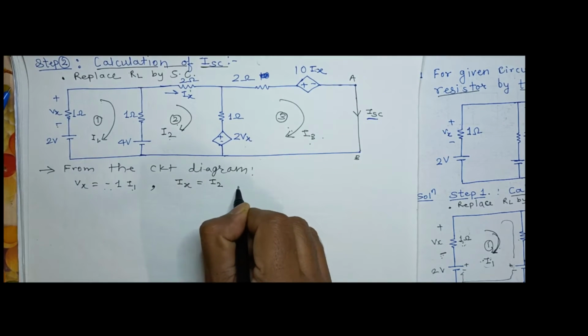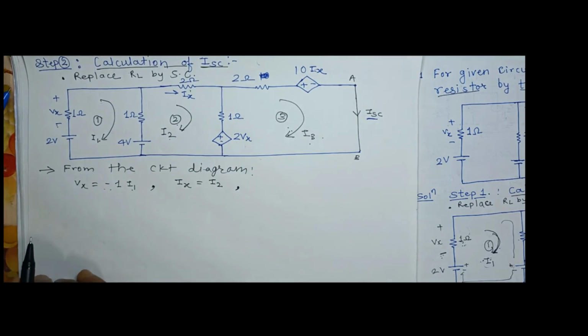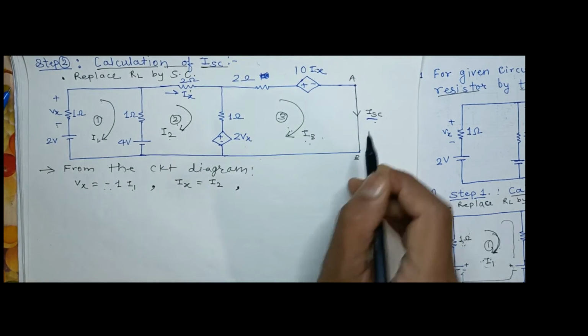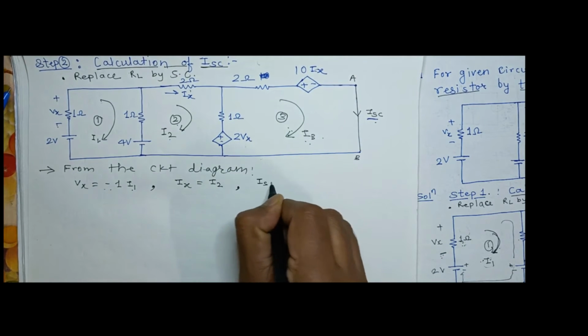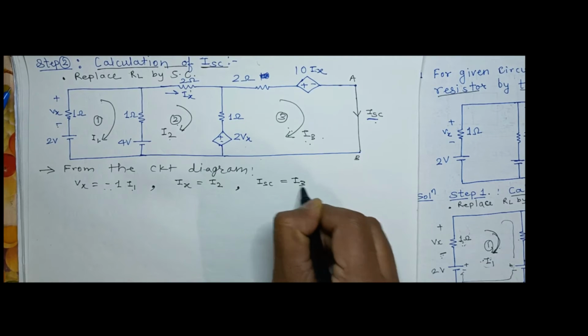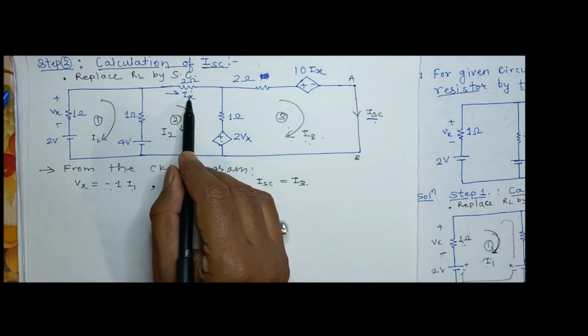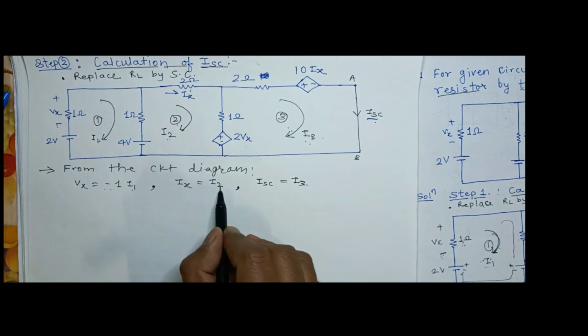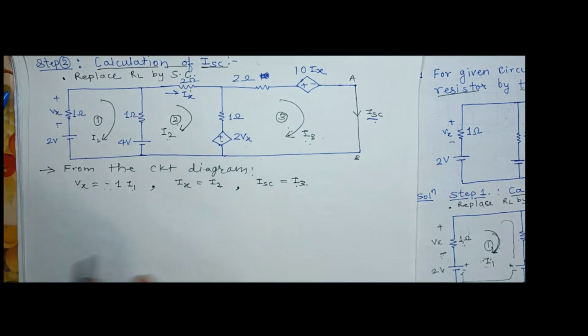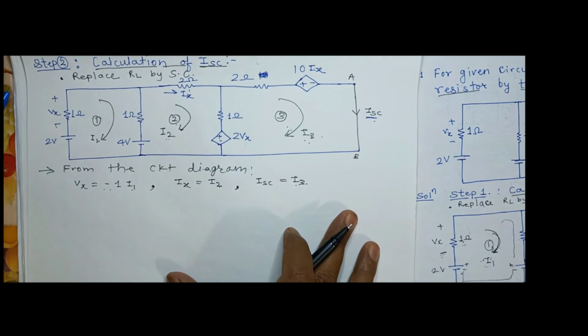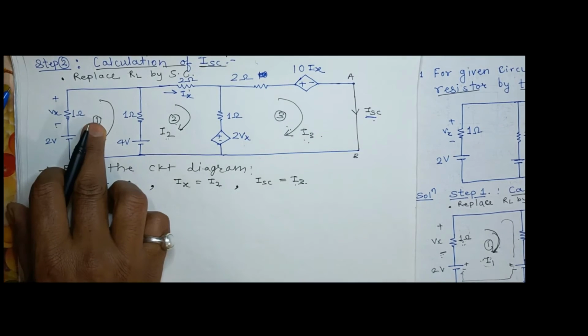And another thing we have to know is that I3 equals to ISC. So I will write ISC equals to I3. So here you can see I2 equals to Ix, that means Ix equals to I2, and ISC equals to I3. So this is from our circuit diagram. Now next we have to apply KVL to mesh 1.